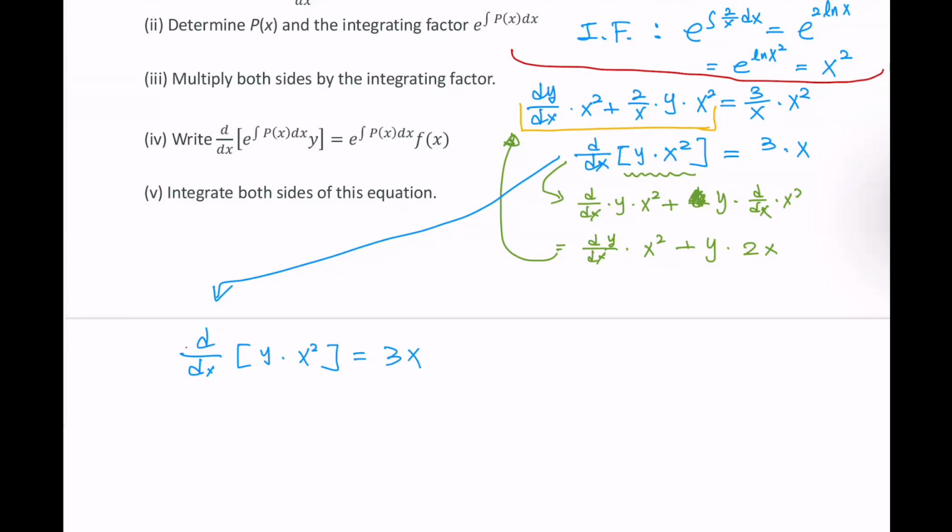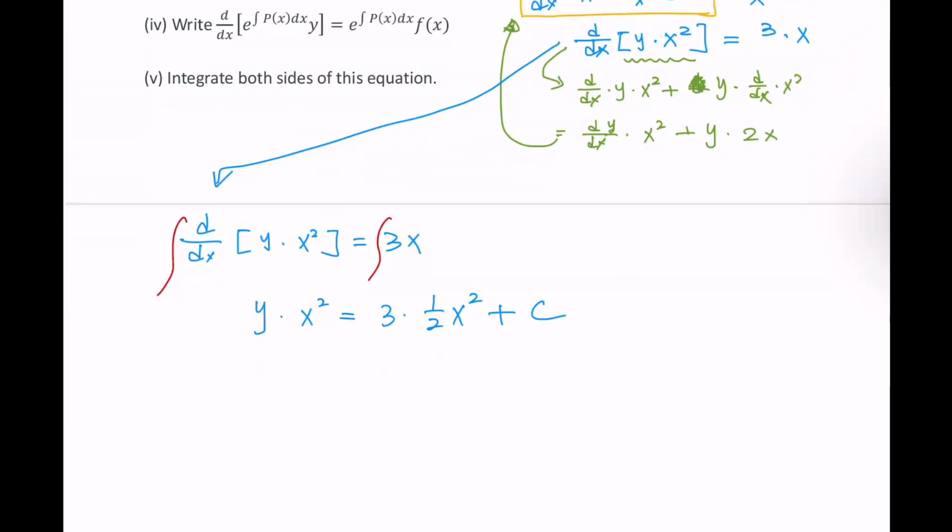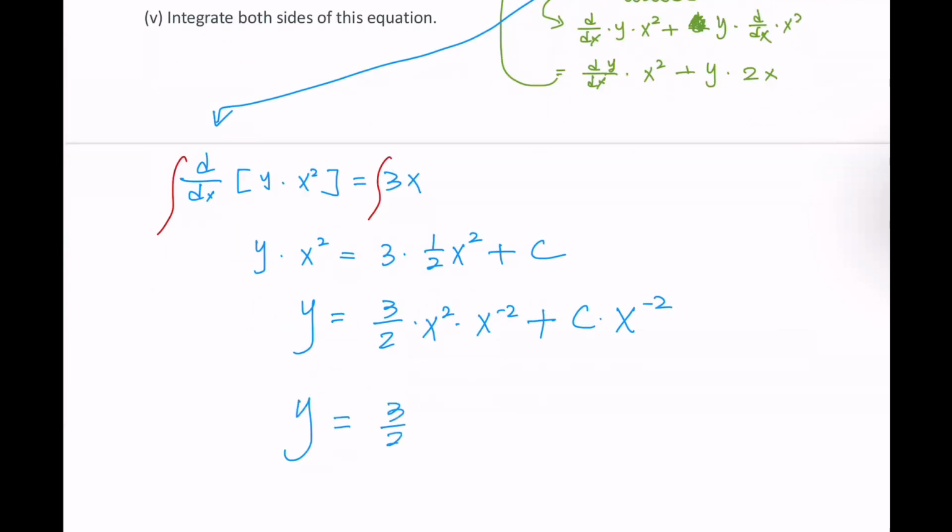Now we need to take the integral of both sides, and then we have y times x squared equals integral of 3x. We have 3 times 1 over 2 x squared plus c. And this is the implicit solution, and if you are asked to find the explicit solution, y equals 3 over 2 times x squared times x to the negative 2 plus c times x to the negative 2. y equals 3 over 2 plus c over x squared, or c times x to the negative 2.